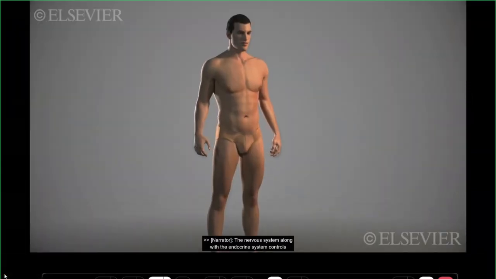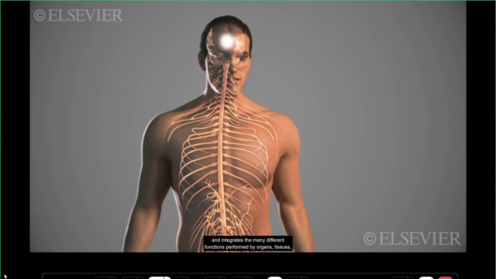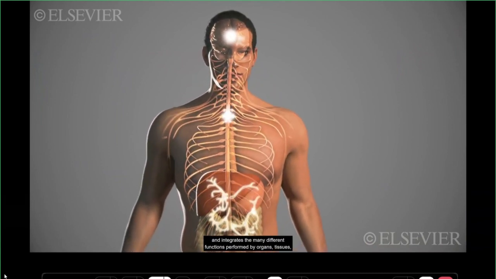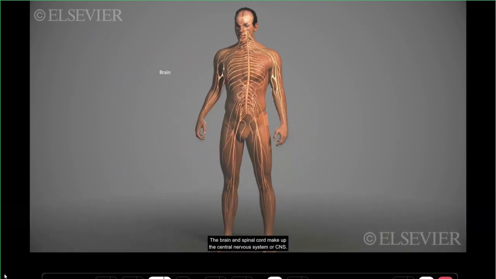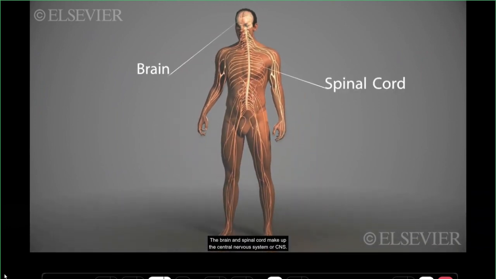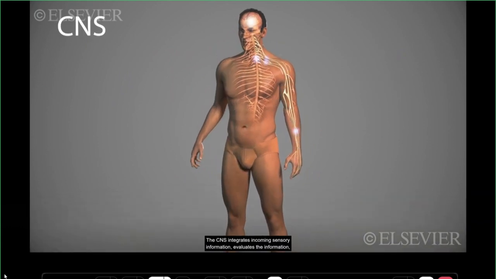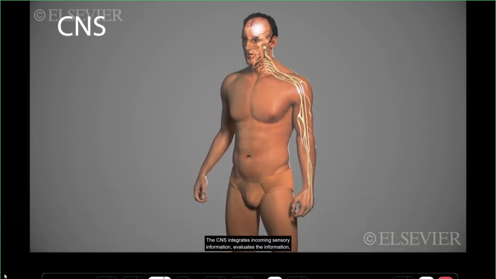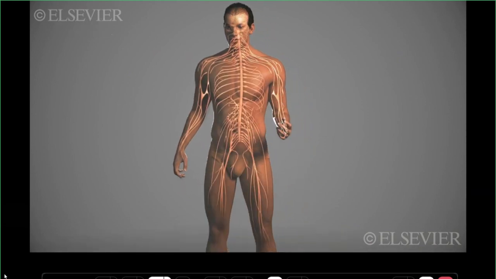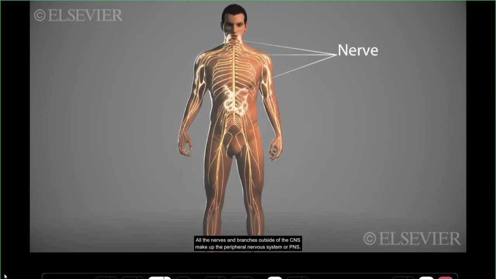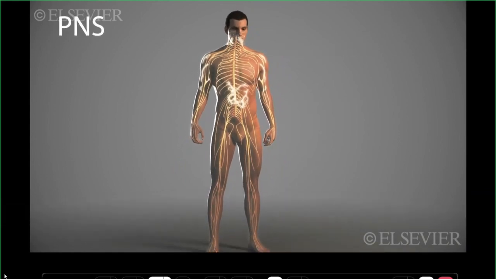The nervous system, along with the endocrine system, controls and integrates the many different functions performed by organs, tissues, and cells to maintain homeostasis. The brain and spinal cord make up the central nervous system, or CNS. The CNS integrates incoming sensory information, evaluates the information, and initiates an outgoing response. All the nerves and branches outside of the CNS make up the peripheral nervous system, or PNS.